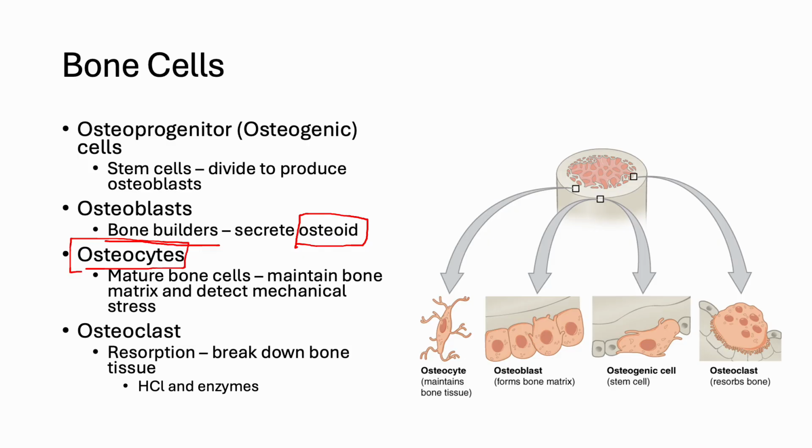Our final type are the osteoclasts. So these are doing the opposite of the blasts, right? The blasts are building up bone tissue. These are breaking down bone tissue, and they do that by what's called resorption. So they are breaking down that extracellular matrix, and they do that by secreting some acidic components that begin to break down some of that mineral, but they also release enzymes that will degrade some of the proteins, to break down the extracellular matrix.